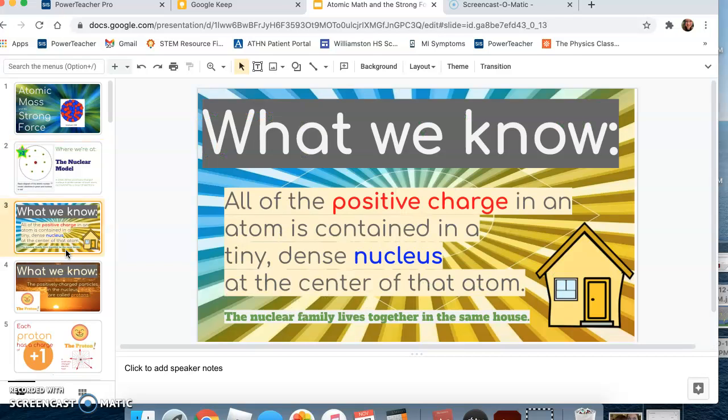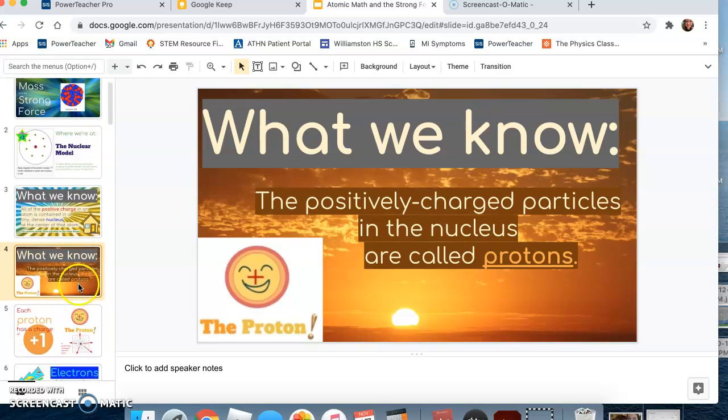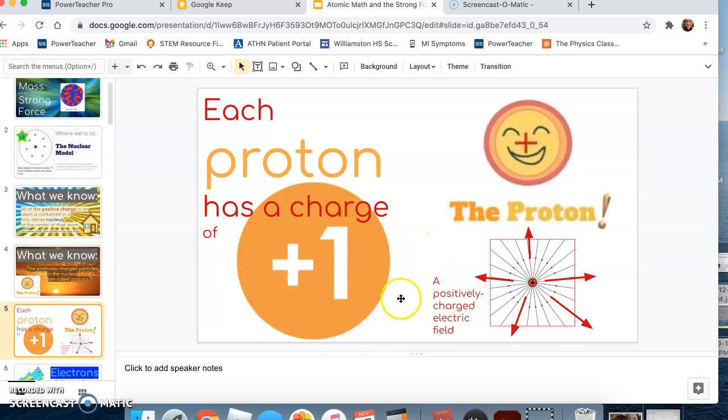So all the positive charge in an atom is contained in a tiny dense nucleus at the center of that atom, meaning that these positively charged particles in the nucleus are called protons. Protons have a positive charge and they live in the nucleus. And as we know, positive charges, positive electric fields, hold still. They don't go anywhere. So each proton has a charge of +1. There's the positively charged electric field, just hanging out there in the nucleus and putting out its positive charge.